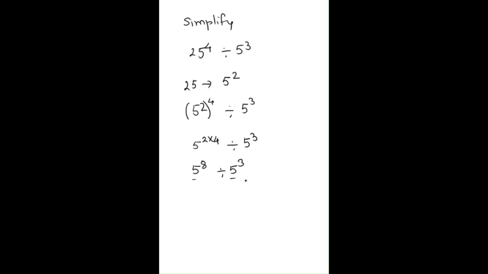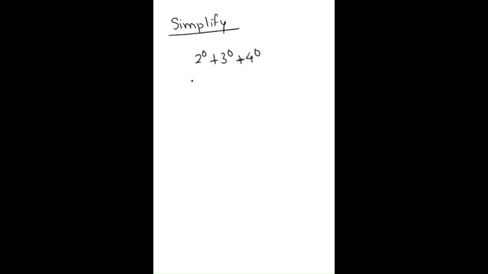Now the bases are common, so we can apply the quotient law here. So 5 power, these will be subtracted, 8 minus 3, you will get 5 power 5. Now 5 power 5 is, 3, 1, 2, 5. This means that 5 is multiplied 5 times. 5 multiplied by 5 multiplied by 5 multiplied by 5 multiplied by 5, and you will get the answer 3125.